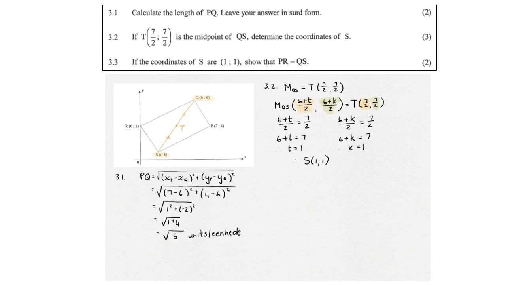This question counted 3 marks. You get 1 mark for 6 plus d over 2 equals 7 over 2, 1 mark for 6 plus k over 2 equals 7 over 2, and then 1 mark for the final answer.